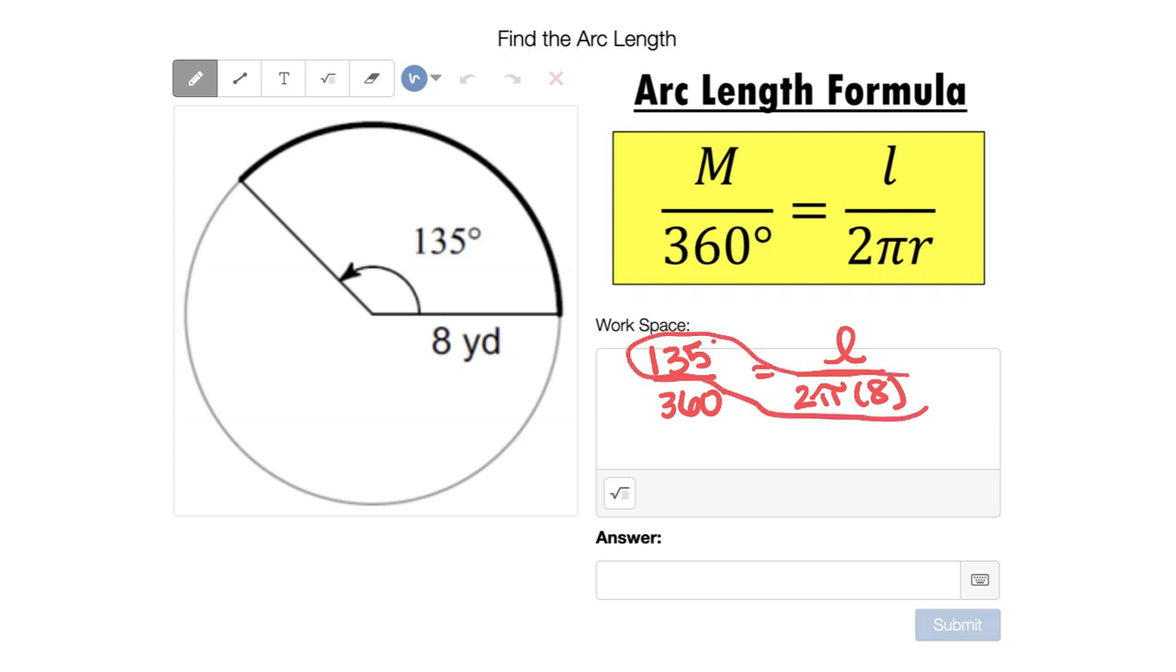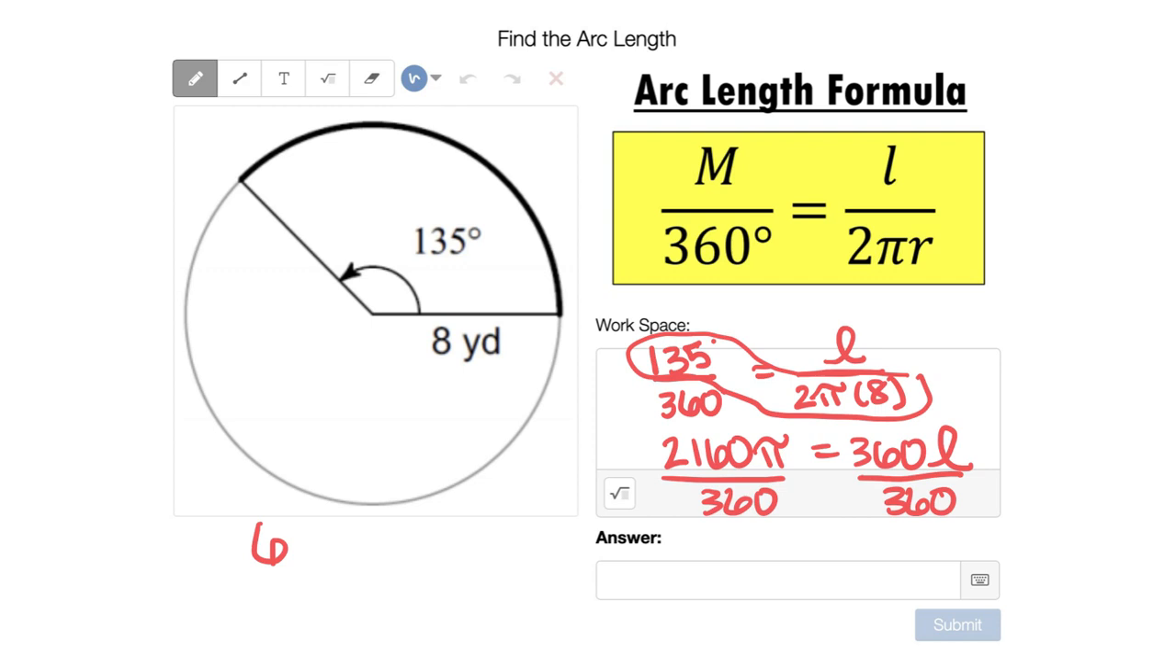Cross multiply again. Keep the pi off to the side until the end. So we have 135 times 2 times 8, which is 2160 pi equals 360 L. I always try dividing to see if it's nice. In this case, when I divide by 360, I get 6 pi equals L. So that would be your exact answer.